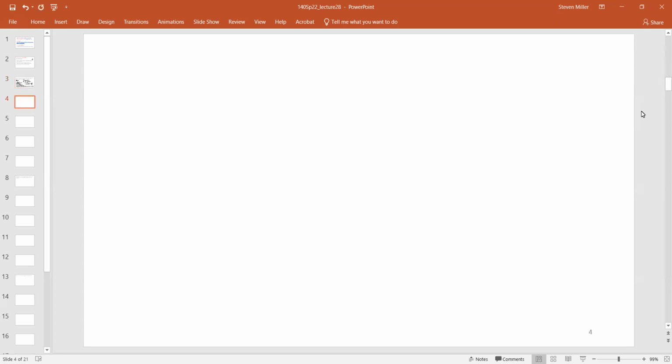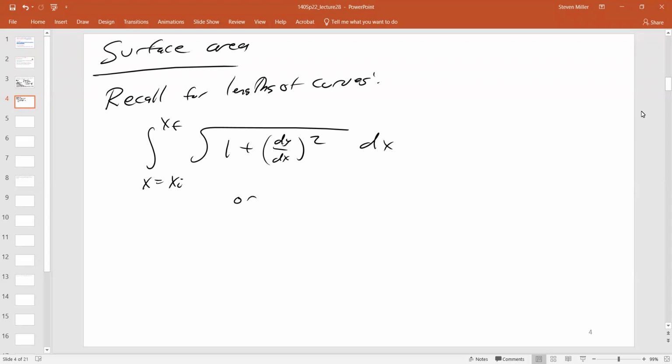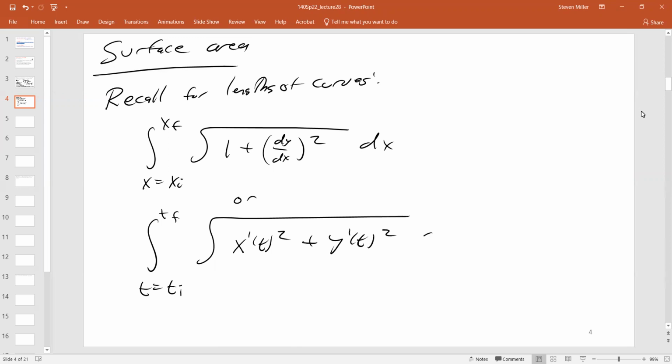Right, now we have to discuss surface area. So recall for lengths of curves, it was either the integral x goes from x initial to x final of the square root of 1 plus dy dx squared dx, or the integral t goes from t initial to t final of the square root of x prime of t squared plus y prime of t squared dt.